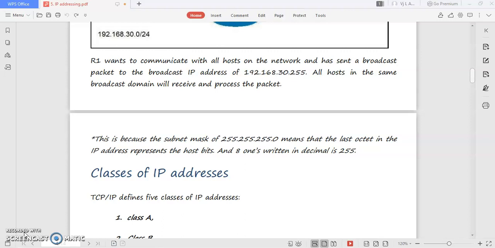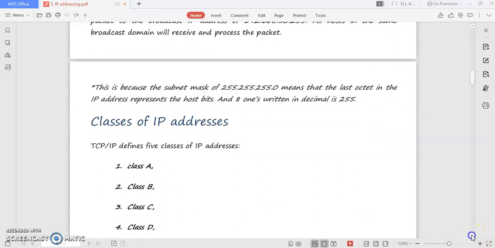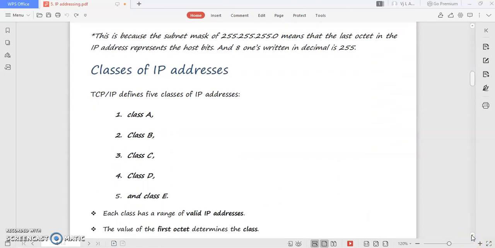So, sir, what are the classes of IP address? If you could see below, these are the different classes of IP address. We have 5 classes of IP address. The first class is class A, B, C, D, and E. And each class has designated IP addresses.